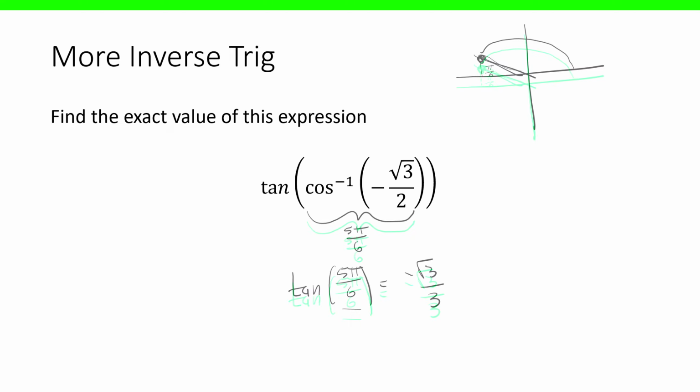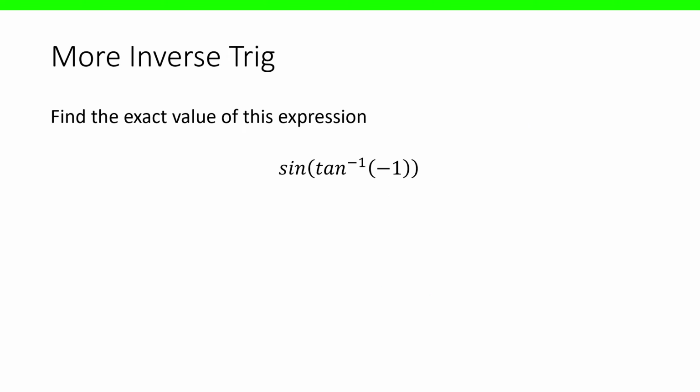Okay, let's do the next one. Okay, here we go. Sine of inverse tangent of negative 1. Inverse tangent of negative 1. When is tangent negative 1? Well, tangent is negative 1 at negative pi over 4.